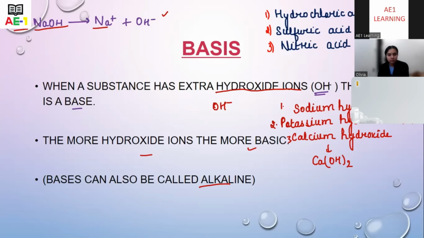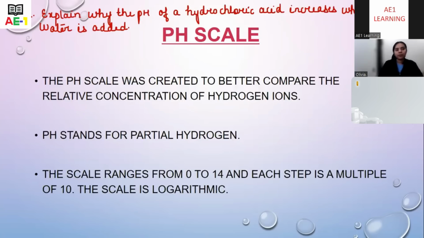Okay, I wrote this down by the way. Okay, let's move on to the next thing. Now we have got an idea about what exactly bases and acids are and how they are different from one another. Let's talk about the pH scale. What does it mean, where do we use it, and what exactly is it.